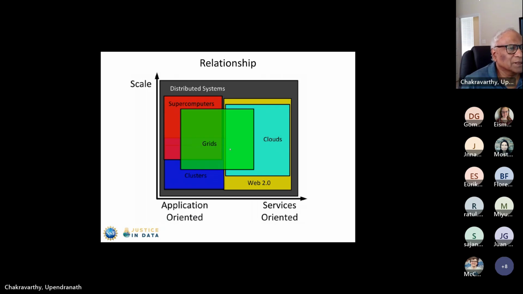Another way to think about clouds is, you have clusters, supercomputers, which are not there anymore, grids, clouds, and Web 2.0 came along. Now we are in Web 3.0. Some of these were application oriented, whereas what you see today in clouds is service oriented. So there's a difference between application oriented and service oriented. Service is provided. You can buy the service. Application, you may have to develop your own applications and manage and maintain and use them.